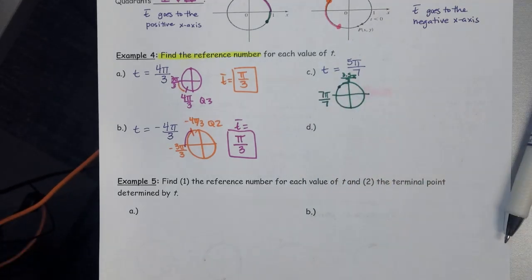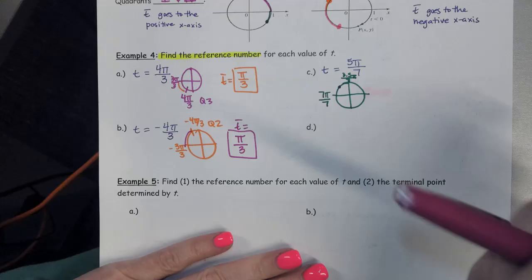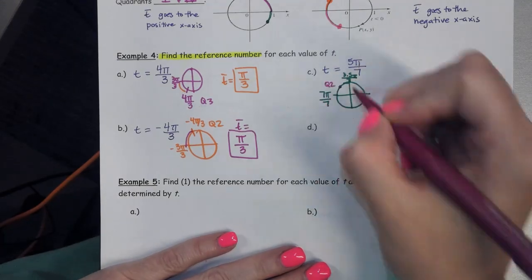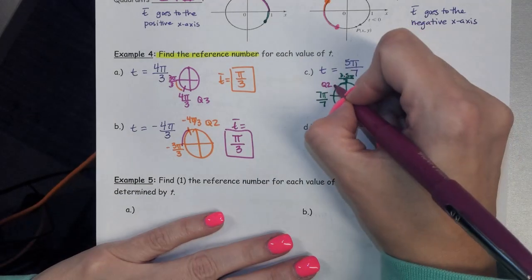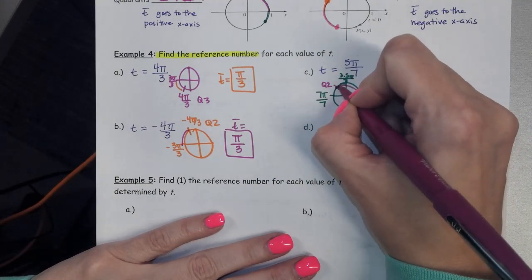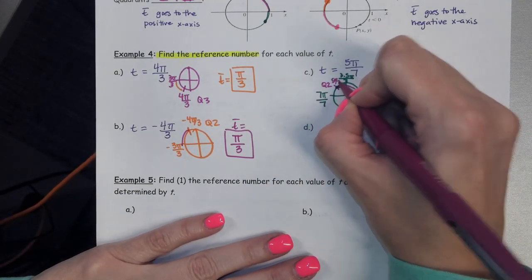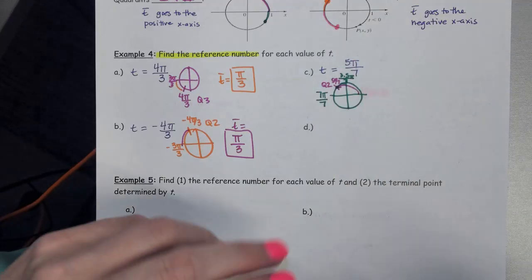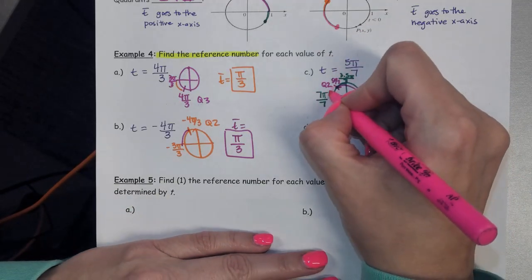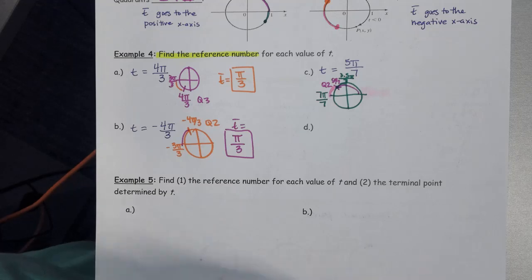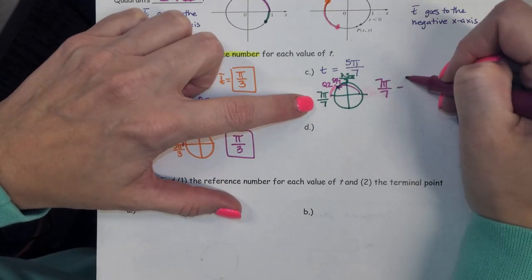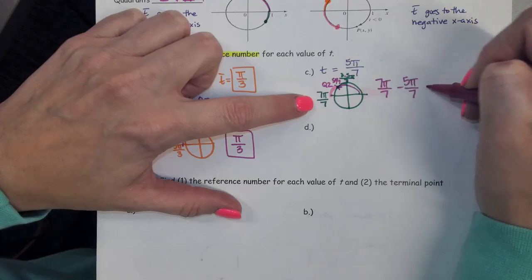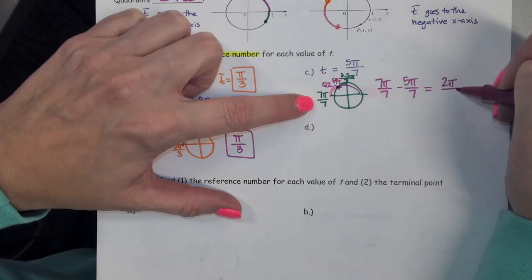And I'm not going to be really picky on the accuracy of that because we don't need it for this. So if you say that this is your 5 pi over 7, okay, you are finding this distance. Okay, so to find that distance, you would have taken 7 pi over 7 and subtracted 5 pi over 7, okay, which would give you 2 pi over 7.